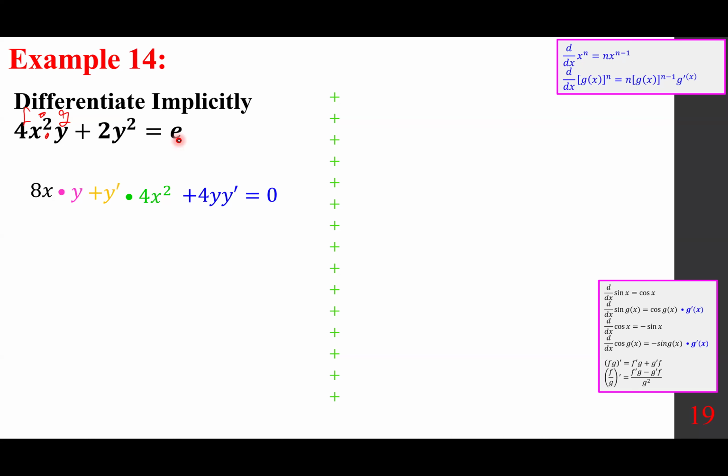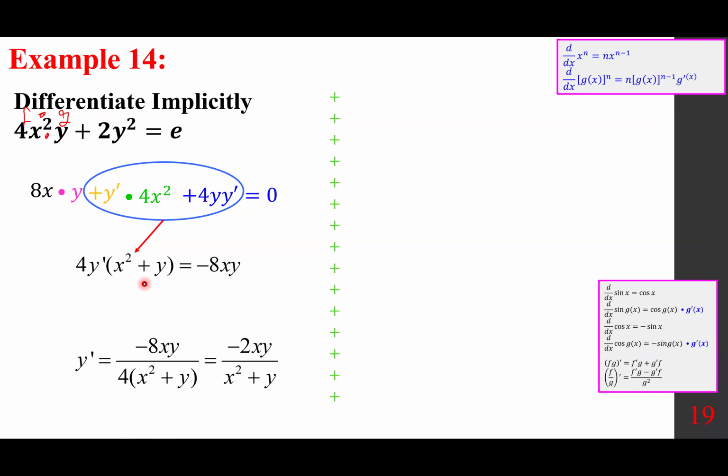We're done with calculus. We're going to put these two together. We're going to move this. So when we put these two together, we can take the 4y prime as a common factor out. So we get x squared plus y. This moves becomes negative. And all you have to do, divide by 4 times x squared plus y. These two cancel each other. They give us negative 2.